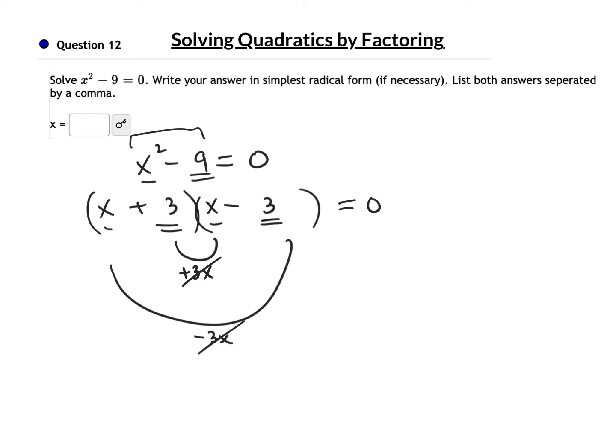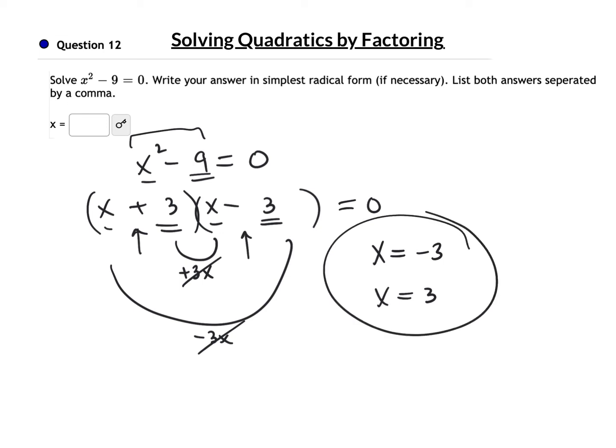The solutions you can see, though, what do you plug in that creates 0? That would be negative 3. And here, if you plugged in 3, you would get 0. Those are my solutions, 3 and negative 3.